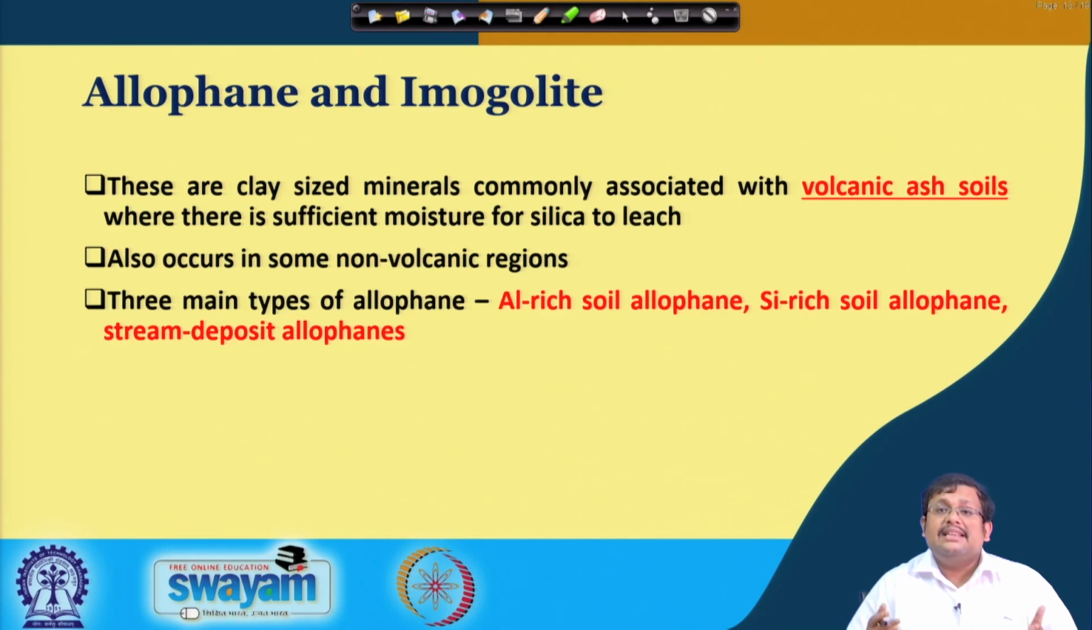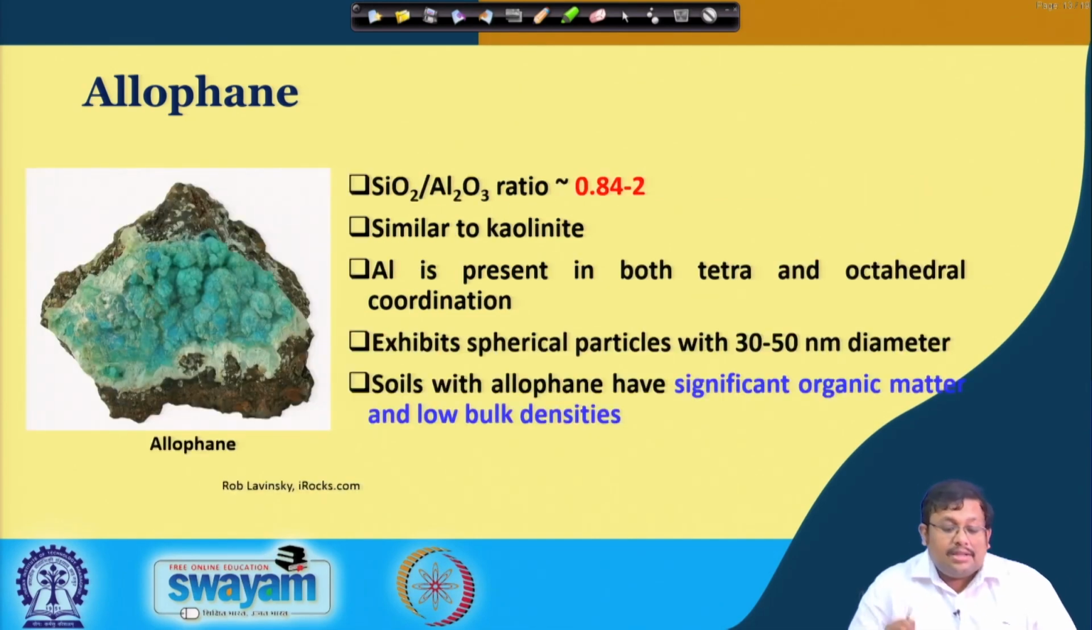Now, let us move ahead and see some amorphous minerals which are present in the soil. Examples are allophane and imogolite. These are clay-sized minerals commonly associated with volcanic ash type of soils, where there is sufficient moisture for silica to leach. They also occur in some non-volcanic regions, but mostly they occur in volcanic regions. There are three major types of allophane: aluminum-rich soil allophane, silicon-rich soil allophane, and stream deposit allophane. So, these are three major variants of allophane which we can see in the soil. This is how allophane looks.